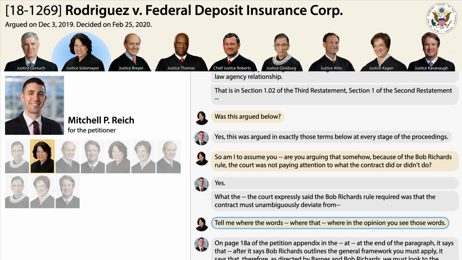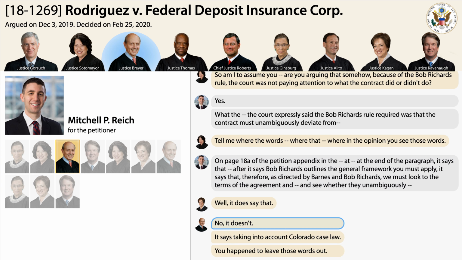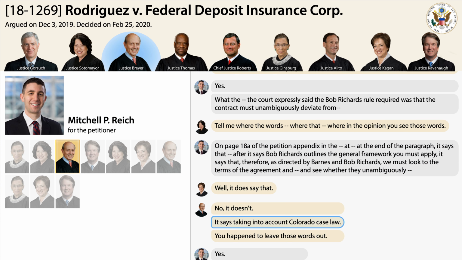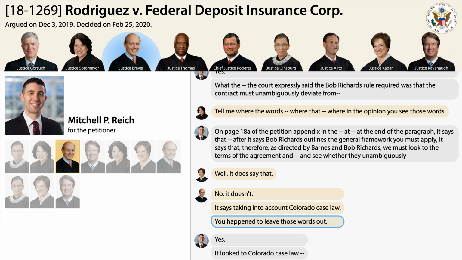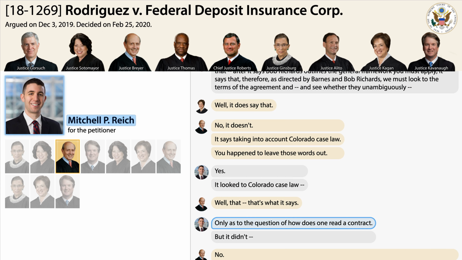Tell me where in the opinion you see those words. On page 18A of the petition appendix, at the end of the paragraph, after it says Bob Richards outlines the general framework we must apply, it says that, therefore, as directed by Barnes and Bob Richards, we must look to the terms of the agreement and see whether they unambiguously... Well, it does say that. It says taking into account Colorado case law. You happen to leave those words out. Yes, it looked to Colorado case law. That's what it says. Only as to the question of how one reads a contract.